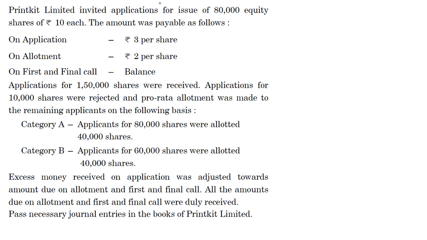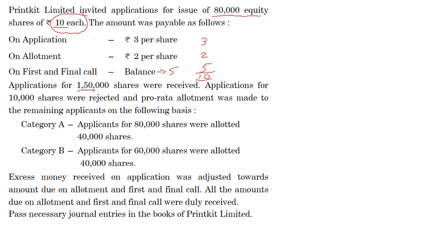Printkit Limited invited applications for issue of 80,000 equity shares of 10 each. The amount is payable as follows: on application 3, on allotment 2, on first and final call, the balance, and obviously that balance is going to be 10 minus 3 minus 2, which is 5. So I can write them here once and for all: 3, 2, 5, whose total is 10, which is our face value.